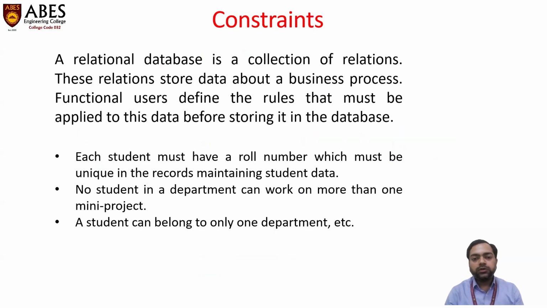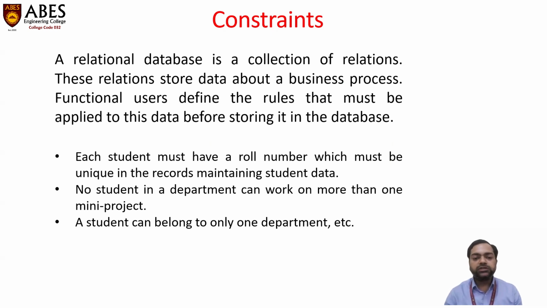If we talk about constraints, we have used the relational database concept, and we know that in a relational database, we have a collection of relations. We have different relations, right? Under these relations, we have different kinds of attributes, and under those attributes, we store our data in a particular relation. These relations store data about a particular business process. For example, we'll manage a relation for students, so we'll insert the students' information into that relation. We have a roll number, name, age, branch, and year. So we have different kinds of attributes in that.